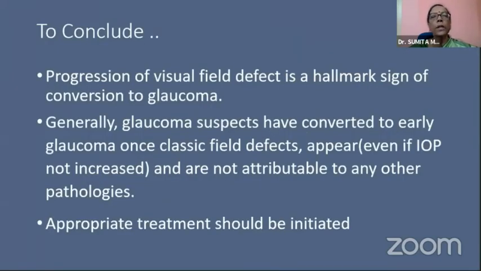To conclude, progression of the visual field defect is a hallmark sign of conversion to glaucoma. Generally, glaucoma suspects have converted to early glaucoma once classic visual field defects appear, even if the IOP is not increased and they are not attributable to any other pathology. This change we have to monitor very carefully so that the patient does not land up having any permanent visual loss, and appropriate treatment at that stage should be initiated.